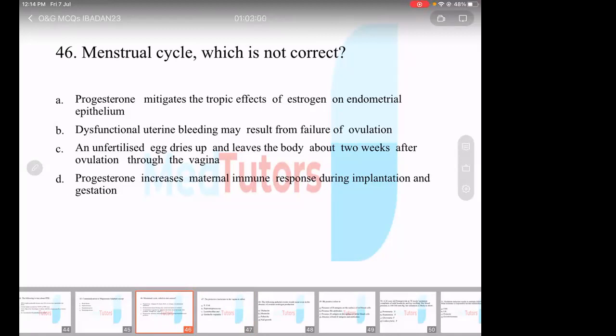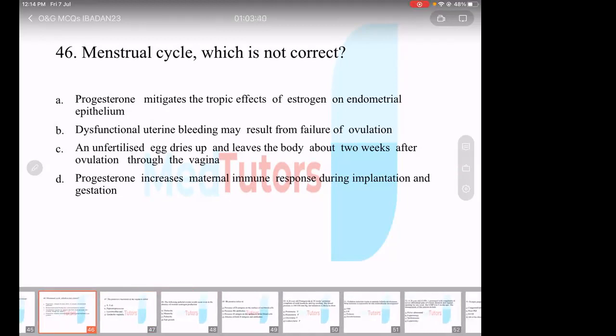Progesterone mitigating trophic effect of estrogen on endometrial epithelium. This is correct. Of course, dysfunctional uterine bleeding can result from failure of ovulation. This is also correct. Then, of course, an unfertilized egg will dry up and then leave the body about 2 weeks after ovulation. That is correct. Progesterone increases maternal immune response? No, it actually decreases the maternal immune response so that the blastocyst can implant. So it is decreasing the maternal immune response, not increasing. So D is the option that is not correct.